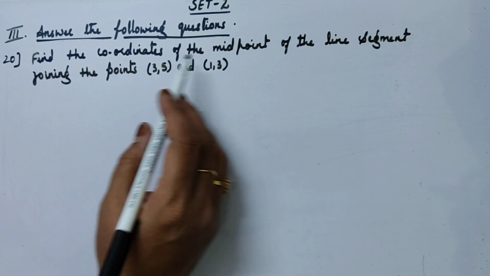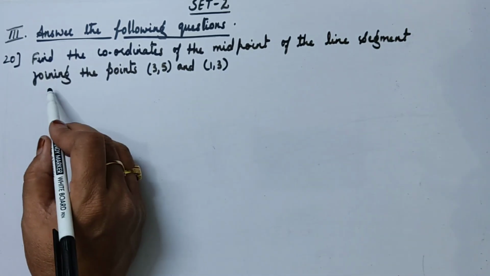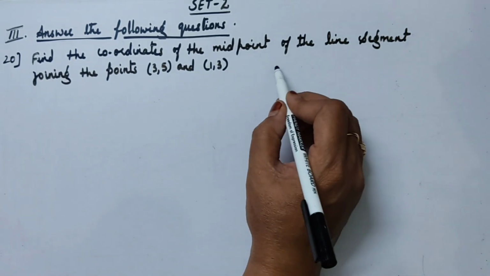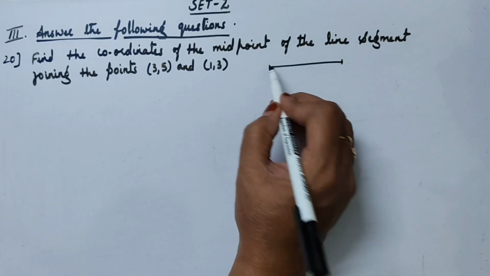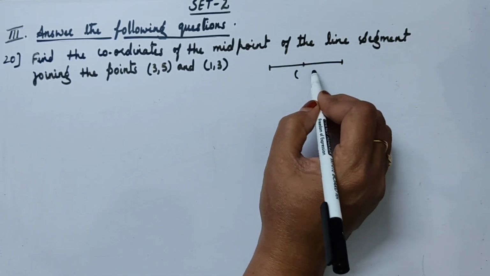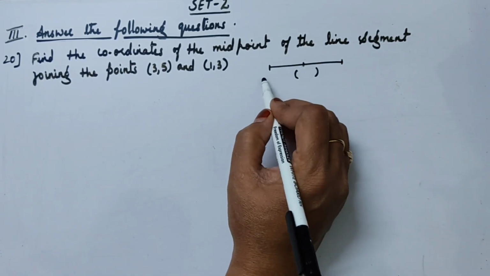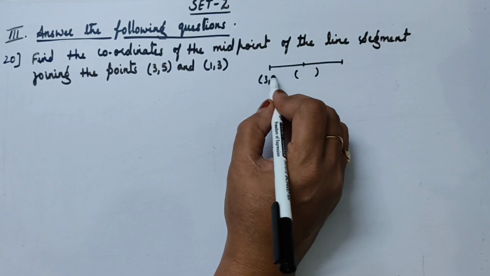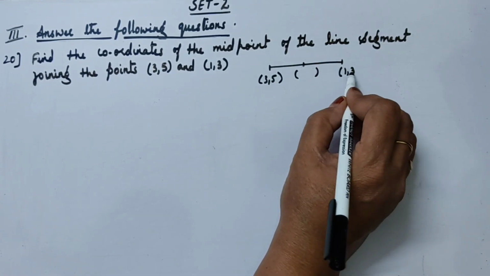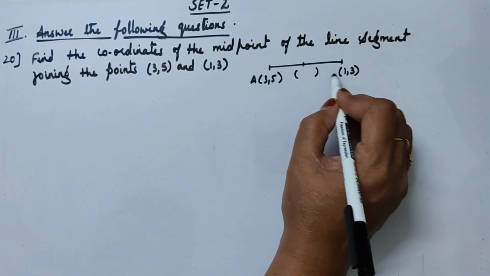Find the coordinates of the midpoint of the line segment. Join the points. We need to find the coordinates of the midpoint, students. Here the line segment has the points (3, 5) and (1, 3). These are the coordinates. Let me name this AB.